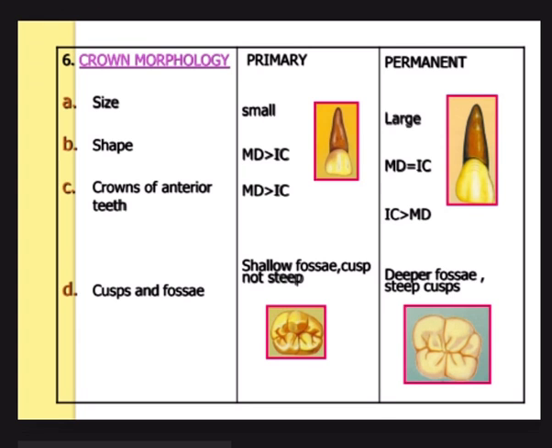Now coming to the morphology, in primary the crown will be smaller in size compared to a permanent, which will be larger. Again, the mesiodistal dimension of the crown will be greater than the incisocervical.